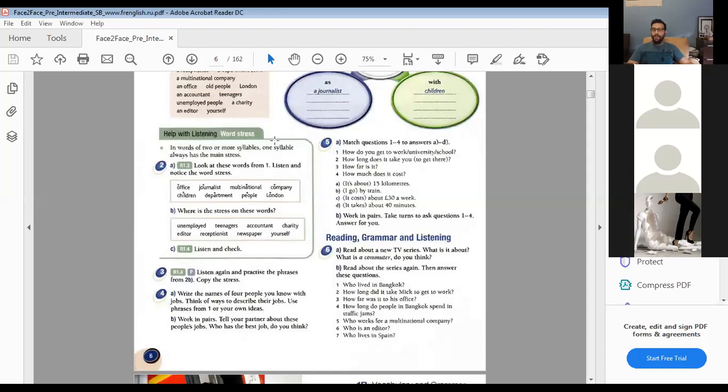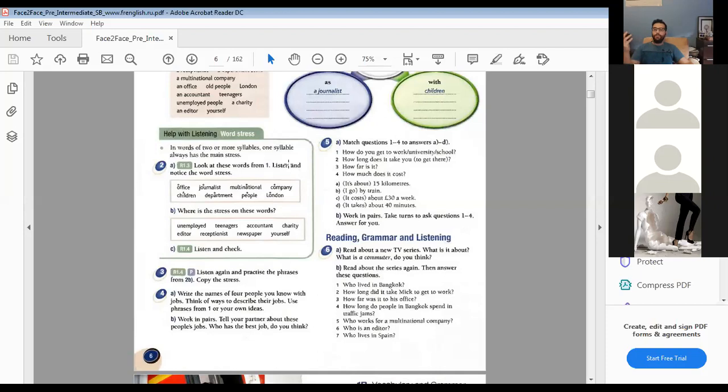This is word stress. Of course, I've talked a little bit about word stress, and it's an important part of the English language, especially if you want your pronunciation and your intonation to sound natural. If you want to sound natural, like a British person or an American or any native, you should know how to use word stress. Okay, so let's read the first point. It says, in words of 2 or more syllables, 1 syllable always has the main stress. So they're trying to tell us if you have a word with 2 or more syllables, syllable means, of course, a sound part of a word.